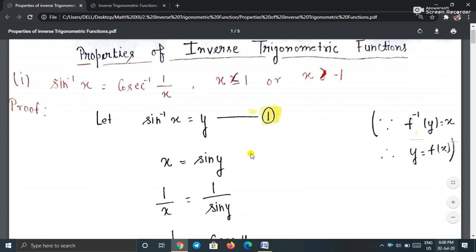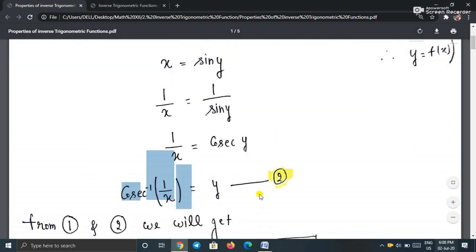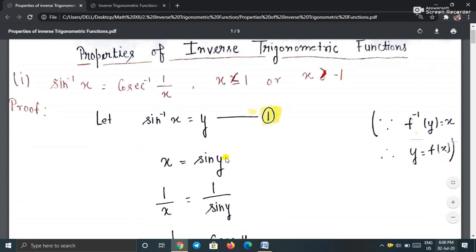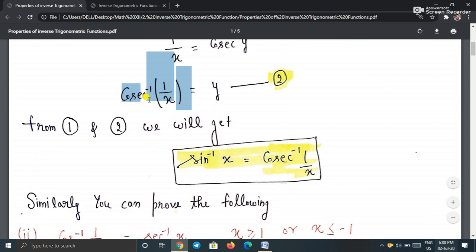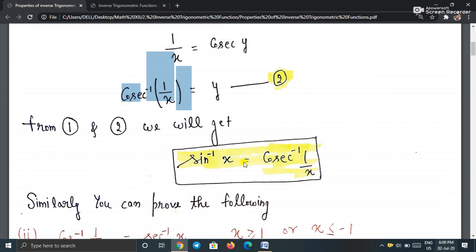Means in equation 1 and 2 right hand sides are same, so left hand sides must be same. So from equation 1 the left hand side is sin inverse x, and from equation 2 the left hand side is cosec inverse x. So sin inverse x is equal to cosec inverse x.